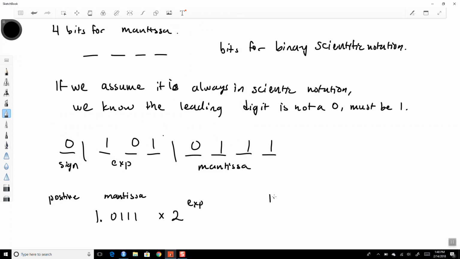Or we can say, all right, well, 101 in binary is equal to 5. So 4 plus 1 is 5. But then you subtract off the bias of 3, and so this value represents 2. So you can say if the exponent is equal to 101, then that translates from binary into decimal into 5. Our bias is 3, therefore 5 minus 3 is 2. So this value is 1.0111 times 2 to the 2.